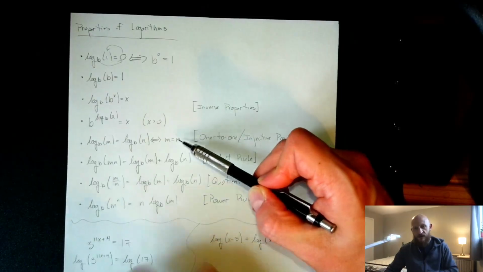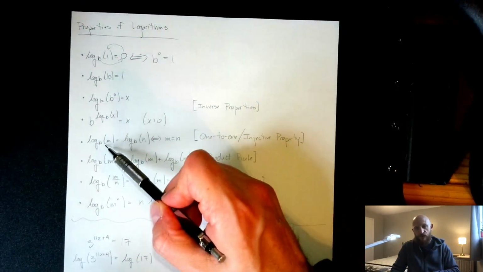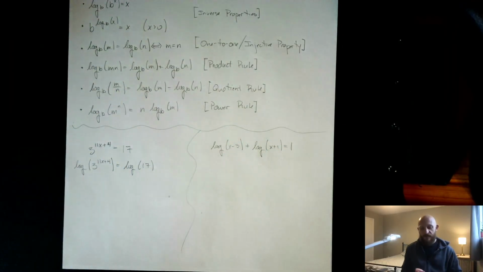So this is kind of like me going the reverse way from m equals n over to log base b of m equals log base b of n. So just taking the log of both sides.